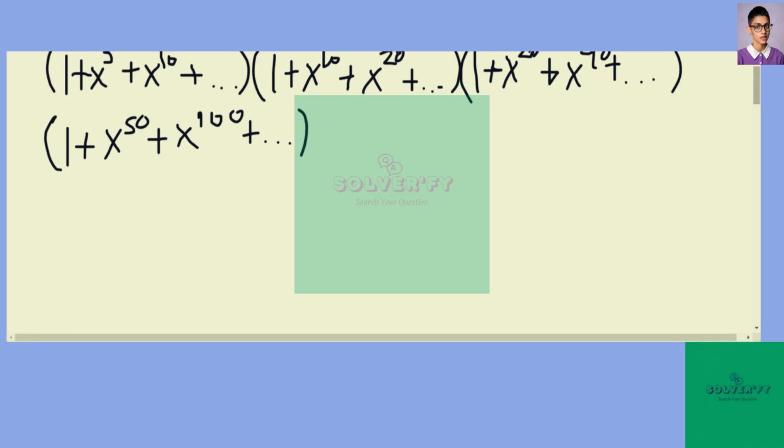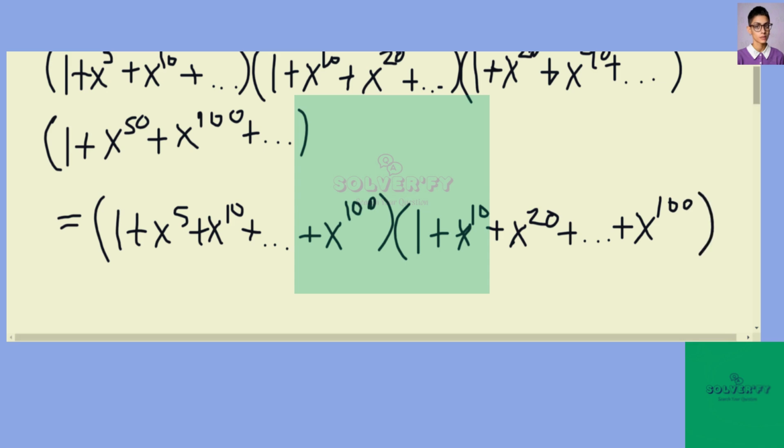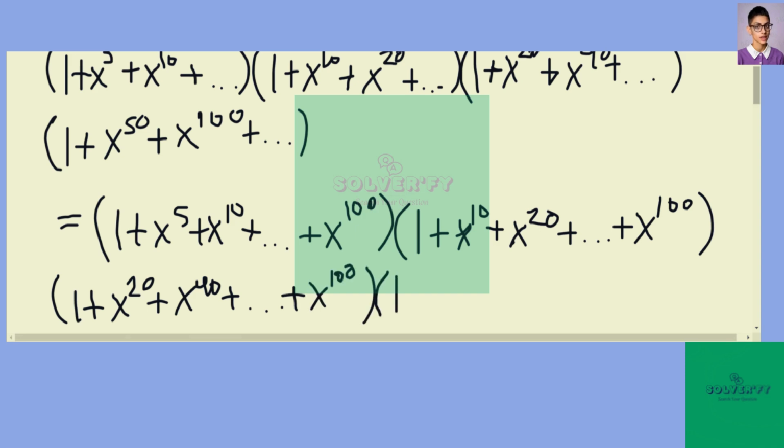To do this, first notice that the sum can be abbreviated, if we're only looking for the coefficient of x to the 100, as 1 plus x to the 5th plus x to the 10th up to x to the 100th, times 1 plus x to the 10th plus x to the 20th up to x to the 100th, times 1 plus x to the 20th plus x to the 40th up to x to the 100th, and finally times 1 plus x to the 50th plus x to the 100th.